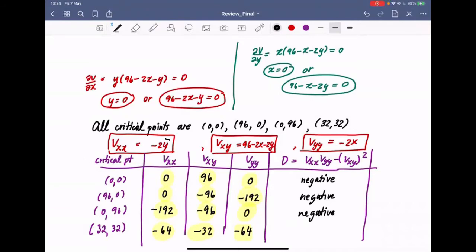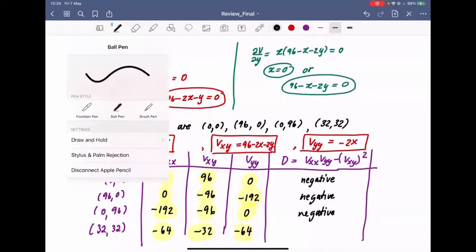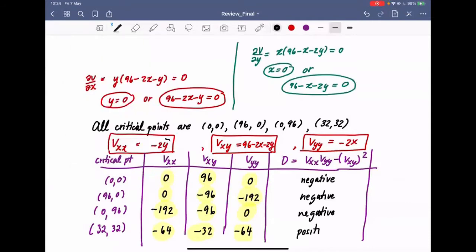Am I right? Did I do something wrong here? One second. That is positive. Okay, your D is going to be positive. That is positive. Good.